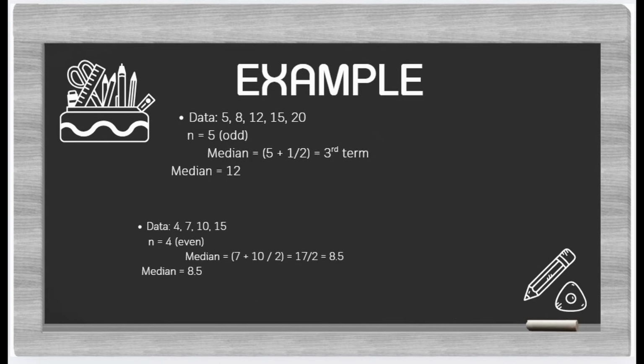Example, even set. In the set 4, 7, 10, 15, we take the average of the 2 middle values, 7 plus 10 over 2, resulting in a median of 8.5.